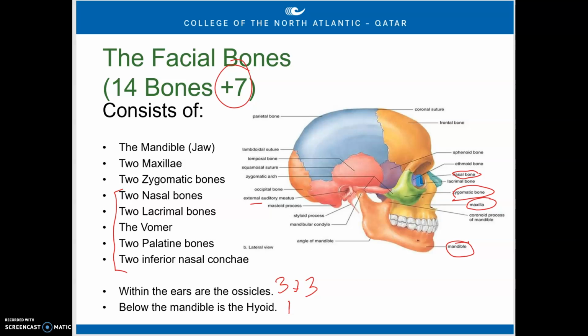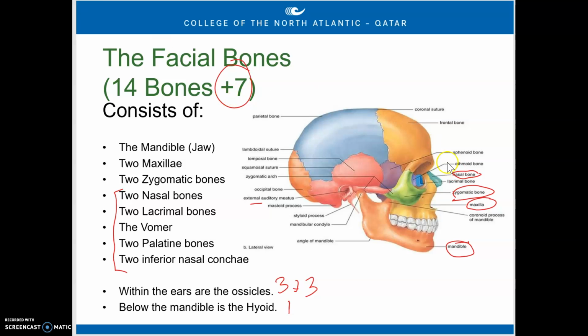And then the palatine bones are the bones right behind the soft palate, in the back of your throat towards the top of your mouth. And then the 2 inferior nasal conchae are directly behind your nose, and they shape some of the nasal cavities. So that's the facial bones and the cranium.